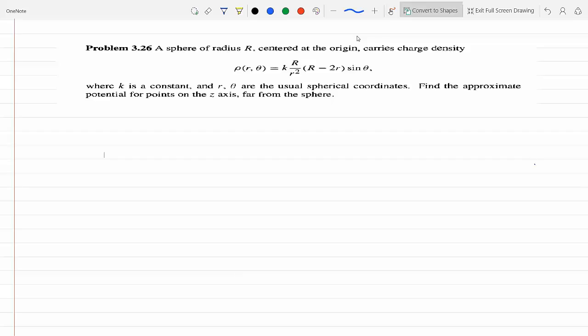for points on the z-axis far from the sphere. So we're somewhere on the z-axis, very far from the sphere, and we need to approximate the potential.